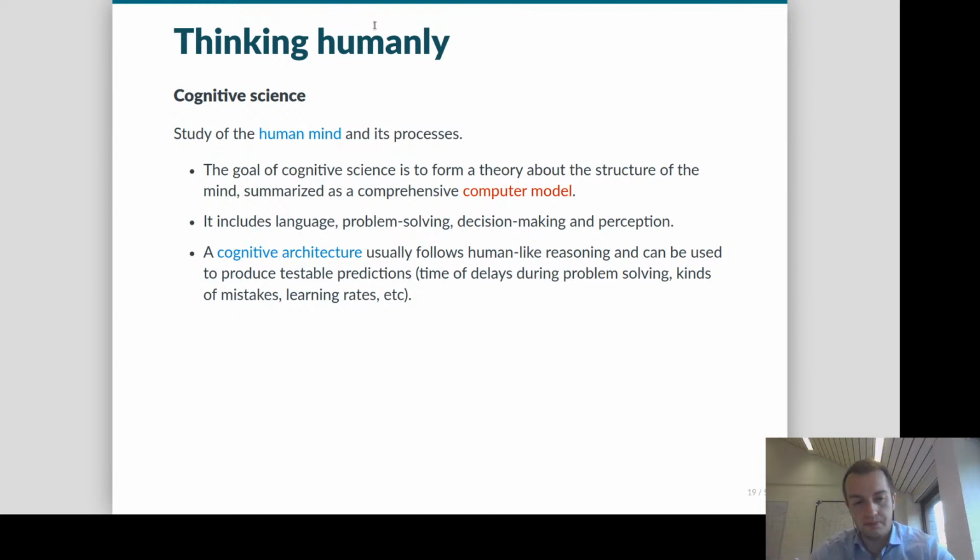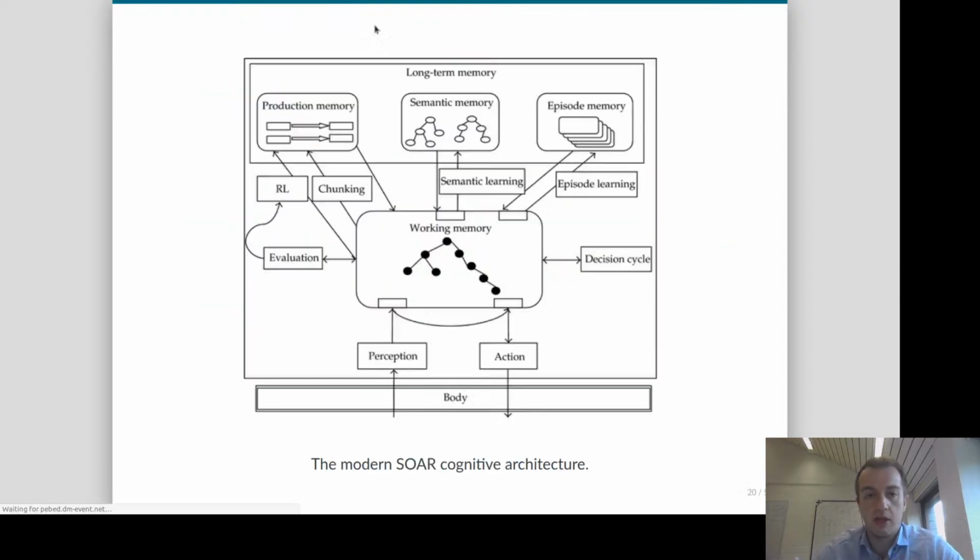And usually, this computer model is described as what is known as a cognitive architecture, which will usually follow human-like reasoning and can be used to produce testable predictions, like the time of delay during problem solving, kind of mistakes, learning rates, and these kind of things. And so this is one of the most modern cognitive architectures, which is known as SOAR, in which you see that you have different boxes that are very high level in a sense. You just try to describe in a logical fashion how these components would act together.